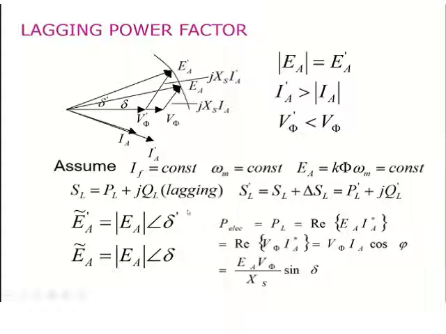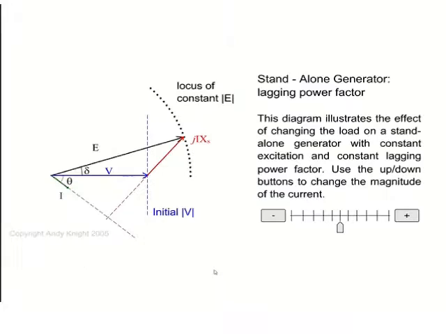The same thing can be written in terms of equations. SL is equal to PL plus jQL. We are taking a lagging power factor load, so plus QL. The new load SL dash, after applying the delta SL load to the previous load, that is SL plus delta SL, will become PL dash plus jQL dash. And these are the equations of the power. You know that it is the real part of V I conjugate.